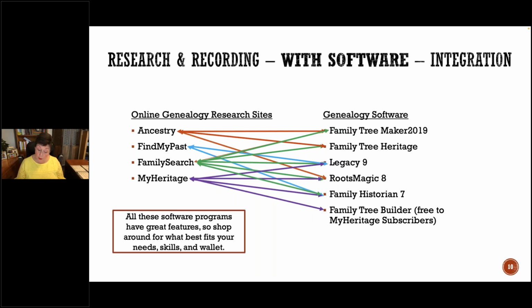FamilySearch syncs with Family Tree Maker, Family Tree Heritage, RootsMagic, and Family Historian. MyHeritage syncs with its own company's software, called Family Tree Builder, which is free to MyHeritage subscribers, and with Legacy, RootsMagic, and Family Historian. Now, all of these software programs have great features, so you need to do your homework and shop around before purchasing one that fits your needs, your skills, and your wallet.